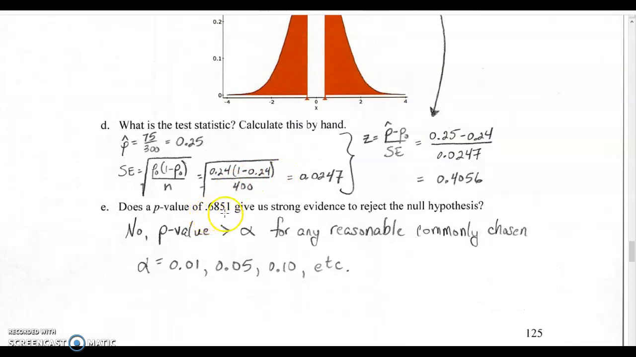So does that p-value of 0.6851 give us strong evidence to reject the null? Absolutely not, right? The p-value is bigger than alpha for any reasonable, commonly chosen alpha, which are typically 0.01, 0.05, 0.10, etc. 0.05 is the most used alpha, but for the most part, this p-value is so big, it's bigger than any reasonably chosen one.